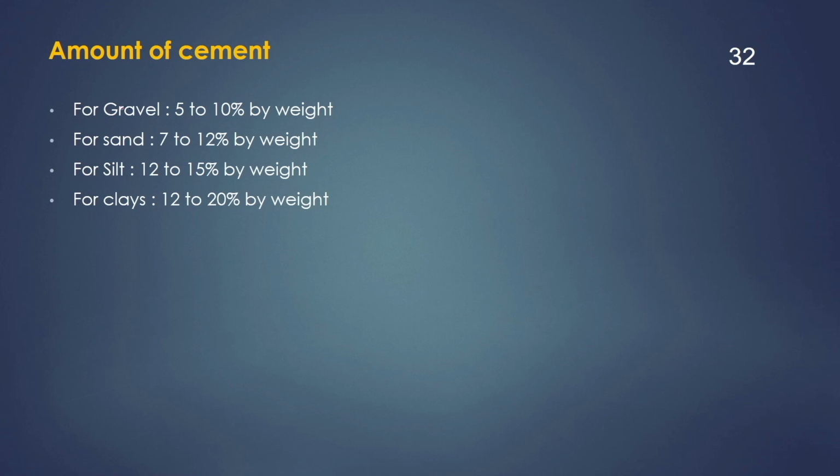Say for example, for a gravel soil, 5 to 10% of cement is required by weight. For a sandy soil, we need to add 7 to 12% of the cement. For a silty soil, it will be 12 to 15%, and for a clay soil, it should be around 12 to 20%. So, these are the different amounts of cement which is generally required for different types of soil.